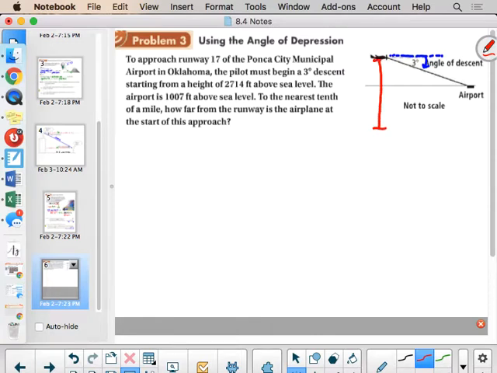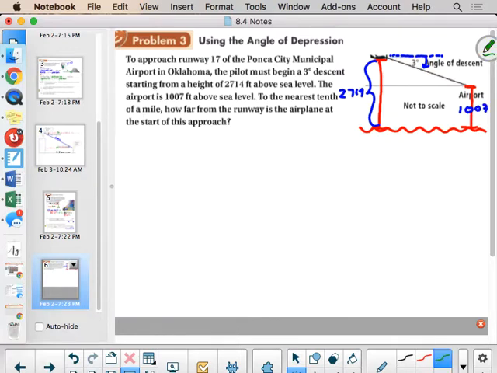So I'm going to draw this right here, recognizing the sea level piece. Even though sea level doesn't mean this is how far I am exactly above a sea, because obviously an airport is formed by the ground, it's just the concept here. So this length for the airplane is 2,714, and this length for the airport is 1,007.